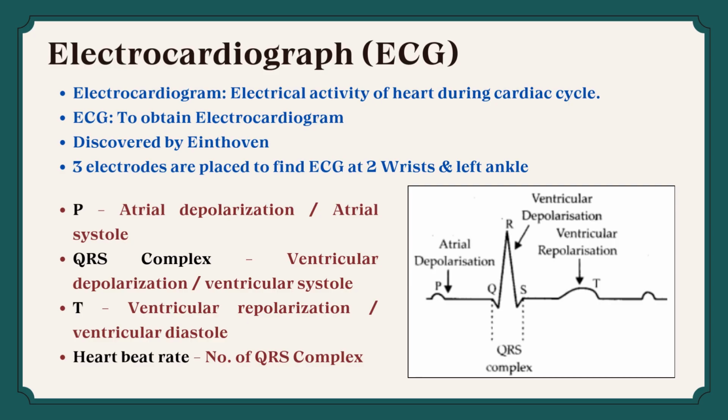The T wave represents the ventricular repolarization or ventricular diastole, which represents the return of the ventricles from the excited to the normal state. This represents the end of the ventricular systole. The heartbeat rate can be identified by the number of QRS complexes in the electrocardiogram.